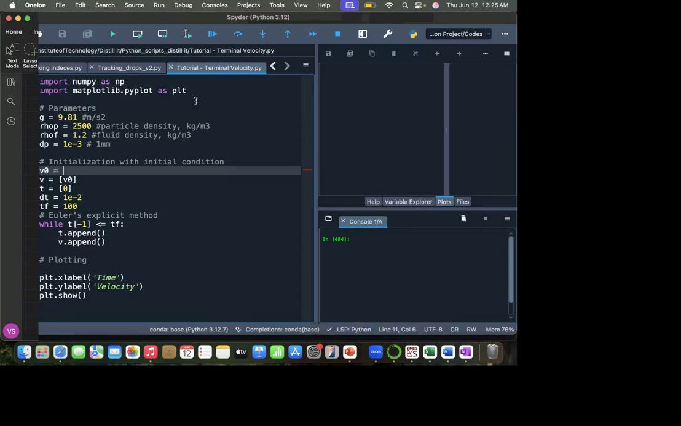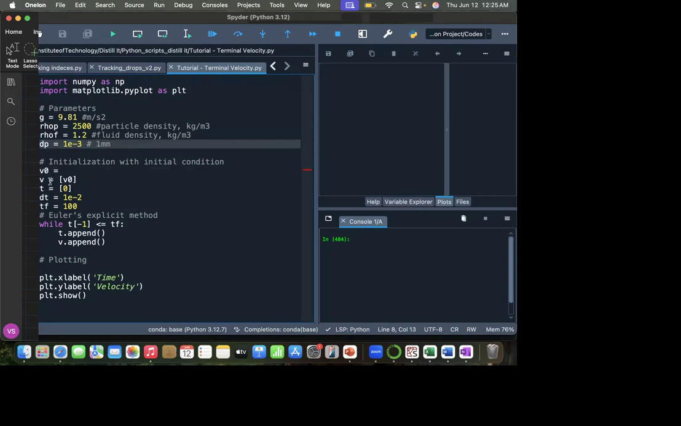Basically, I have imported the various libraries that might be required. I have considered the parameters: the acceleration due to gravity, the density of the particle, the density of the fluid, the diameter of the particle. This is in meters, which is 1 mm basically. And after that, we are going to solve this using the Euler's explicit method.